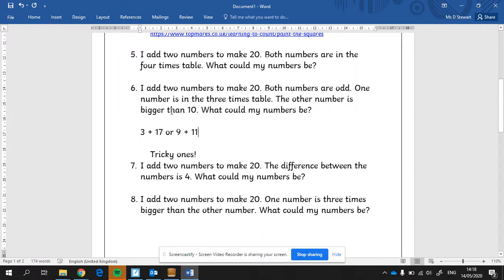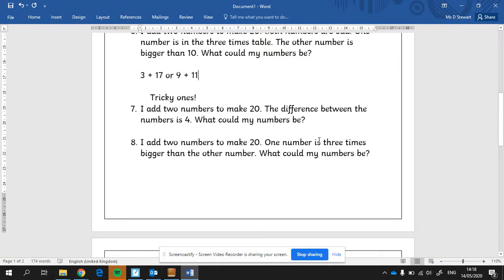They both are odd, yep. One number is in the 3 times table for each one, yes. And the other number is bigger than 10. So those are our correct answers. And that one was tricky, and these two are also tricky.